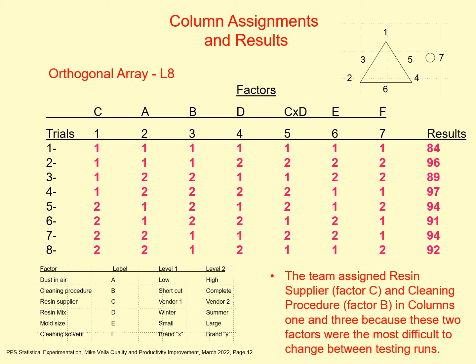So this slide contains a couple of things. It contains the assignment of factors that the team has determined, which factor should go into which column. The team is mindful of the time and effort it takes to change, for example, factor C, which is resin supplier. Apparently that's very, very difficult, so they assign that to column 1, and it only has to be changed once between trial 4 and 5. And factor B, which is cleaning procedure, has been assigned to column 3. The team runs the experiment, and we have the results on the right-hand side.